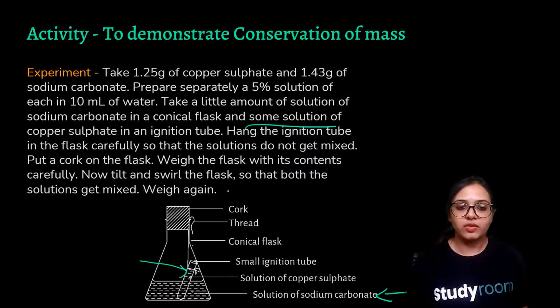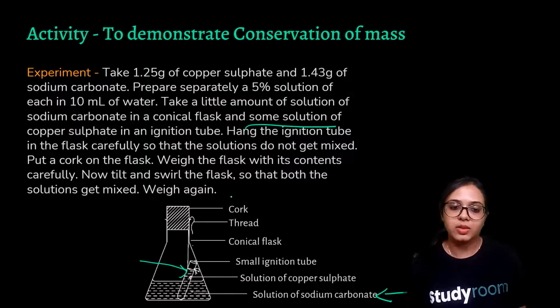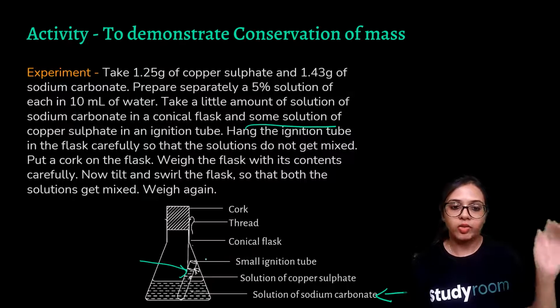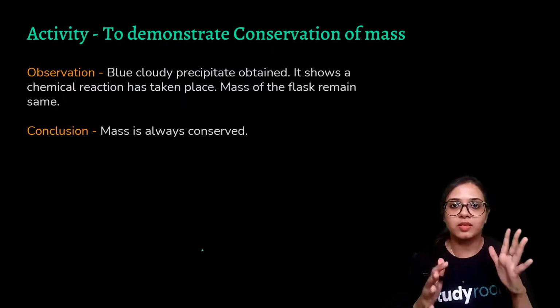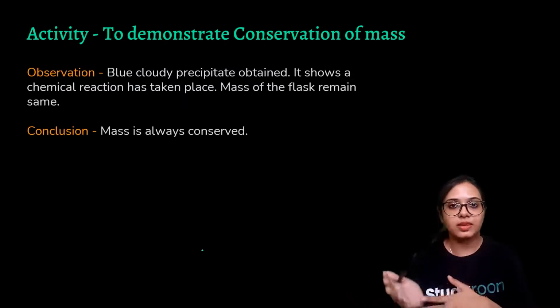Now we weigh the flask with its contents carefully. We also put a cork on the flask so that no air can interfere with this chemical setup. Now tilt and swirl the flask so that both the solutions get mixed, and weigh again. So what we are doing here is, in the conical flask we have taken some solution of sodium carbonate, and in the ignition tube we have taken some solution of copper sulfate. We have added a stopper cork and we shake and swirl these two solutions together so that a chemical reaction may take place. We weighed the setup before, and then we weigh the mass of the setup afterwards.